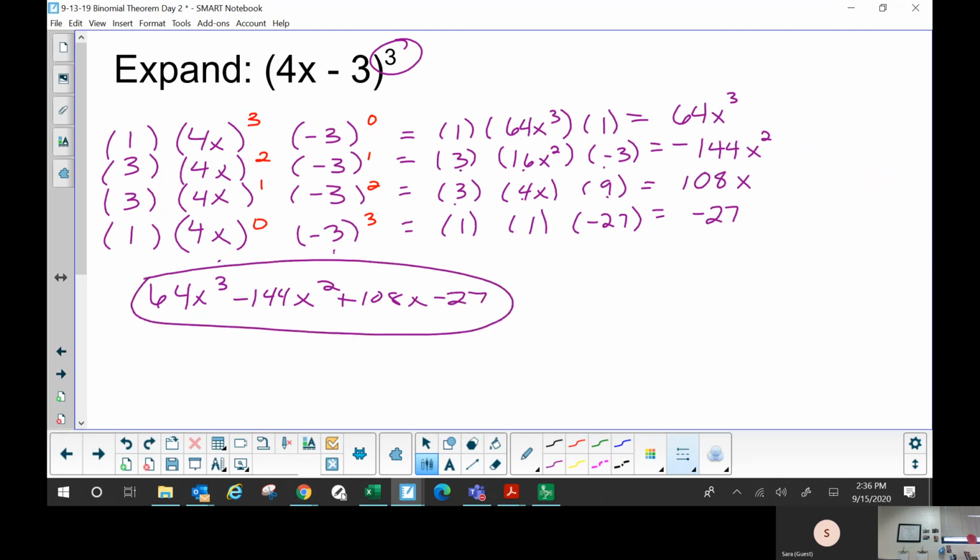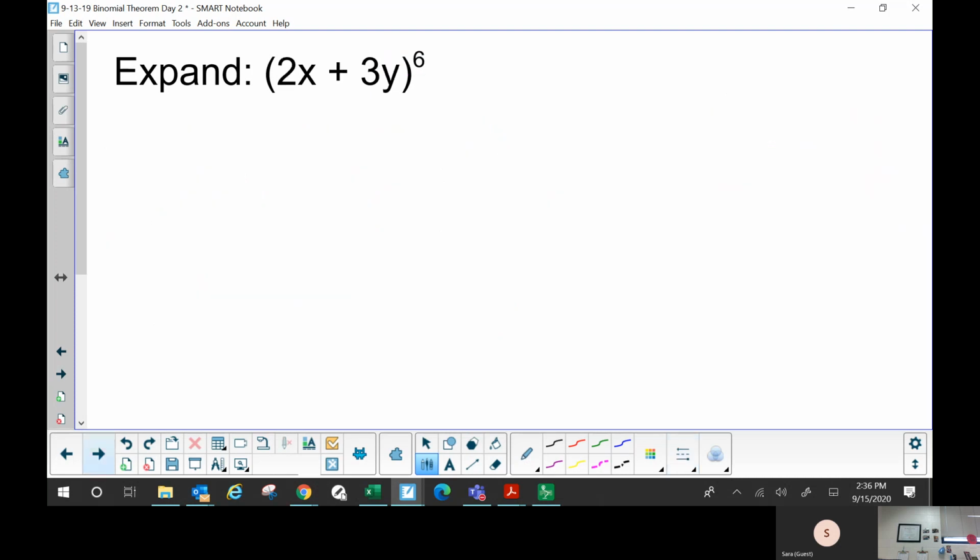All right, any questions? So now let's try a nasty one. I'm not going to give you one this bad on a test, but I just want to go through it so you can see it. So we're going to look at the 6th row on Pascal's triangle. So the 6th row is here because we're raising it to the 6th power, and those numbers are 1, 6, 15, 20, 15, 6, and 1.